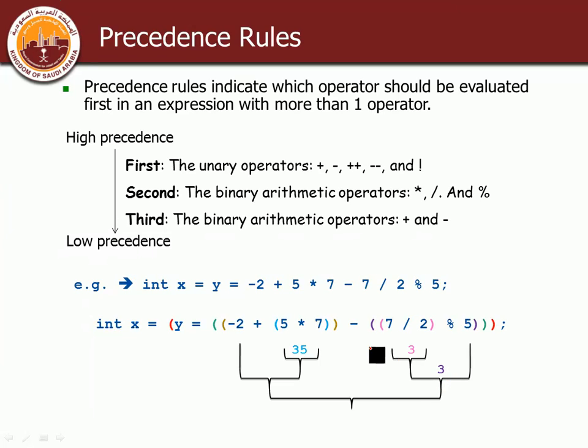And then the second thing is, now I need to go from here. What is minus 2 plus 35? 33. And then minus 3. 33 minus 3 is 30. And this 30, I'm going to put it in y. And the result of this is going to be in x as well. So y is 30, x is 30. Easy, inshallah?